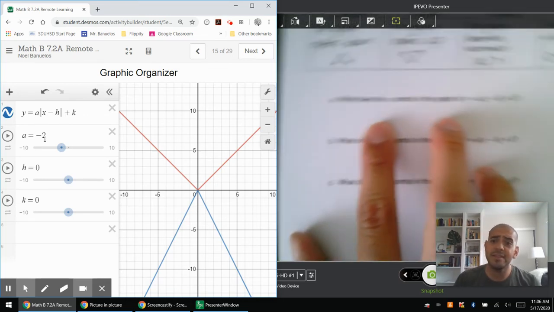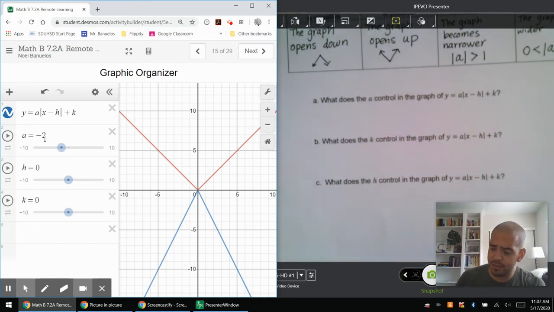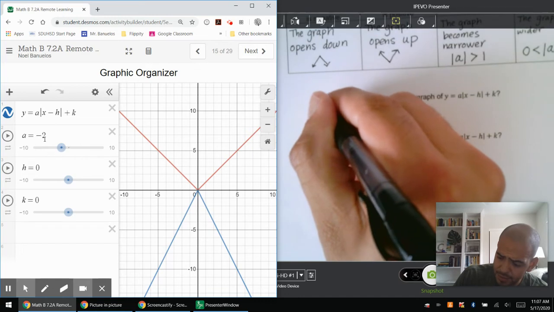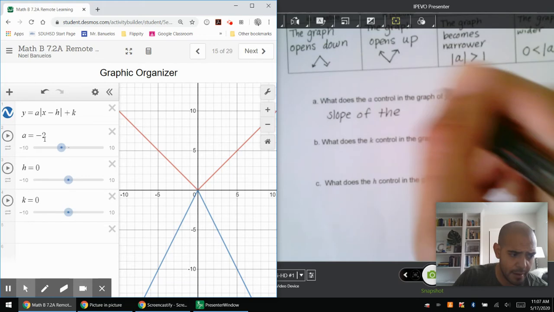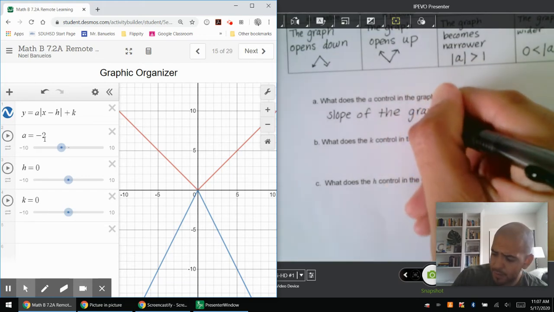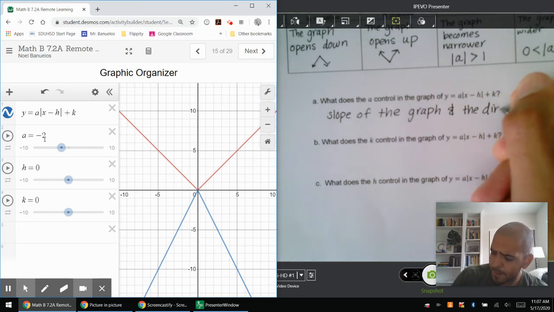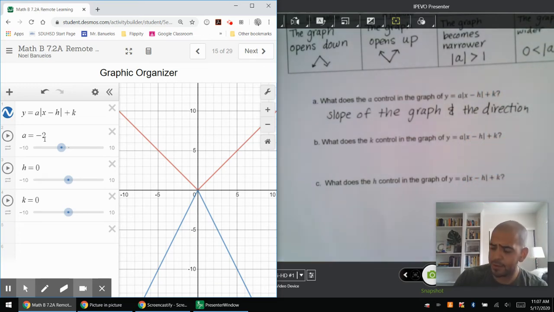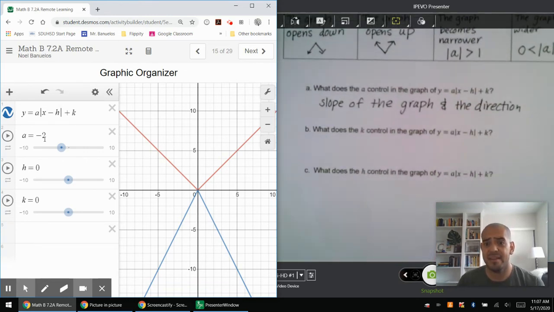All right, so what does the A control here? The A controls basically the slope of the graph and the direction. So that's what A controls. So when you multiply a number on the outside, it's going to affect the graph and the direction, whether it's going to be narrow, wider, or whether it's going to be facing up or facing down.